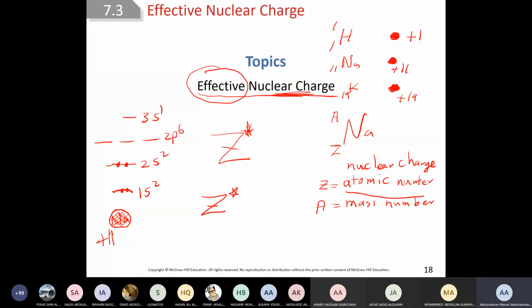Which one will be attracted more strongly to the nucleus, the first 2 or the ones in here? In 1, stronger. Why? Closer to it. Closer, exactly. Not only that, also these are shielding these electrons. What's the meaning of shielding?